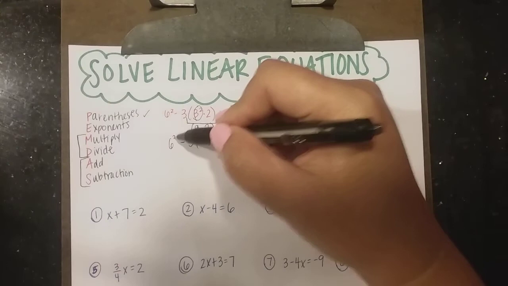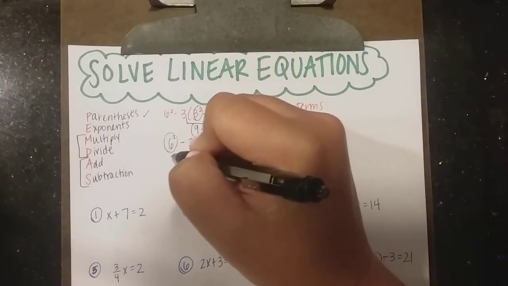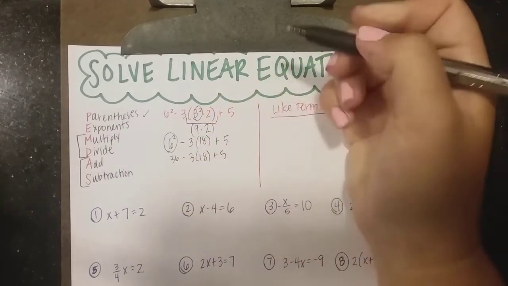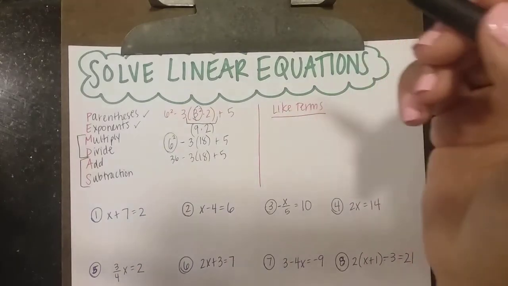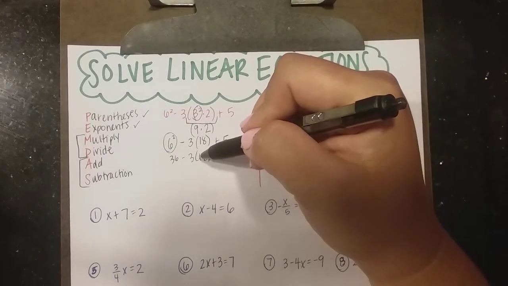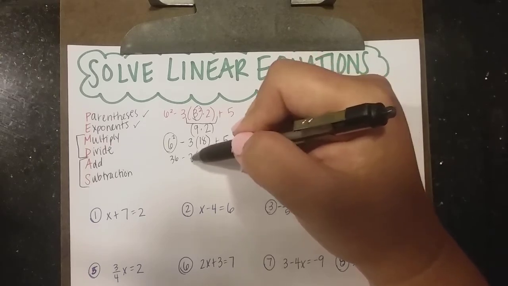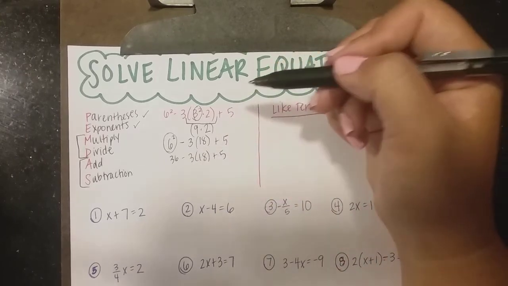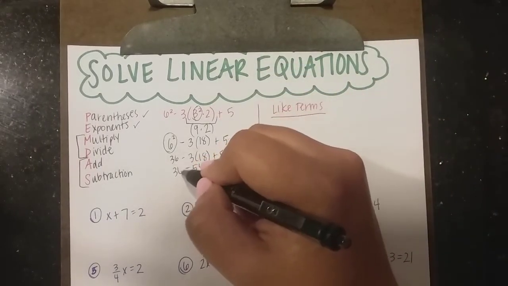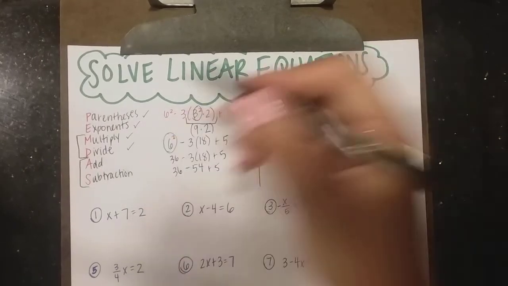But I do have some more exponents here. So I'm going to go ahead and do my 6 squared, which is 6 times 6, or 36. All right, that takes care of E. All right, and then I do have some multiplying. Remember, if you have a number out in front of parentheses, that means that you're multiplying. So this is 3 times 18, or really it's a negative 3 times 18. So that's going to give me a negative 54 plus 5. So that takes care of multiplying. I don't have any dividing, so that one's good.